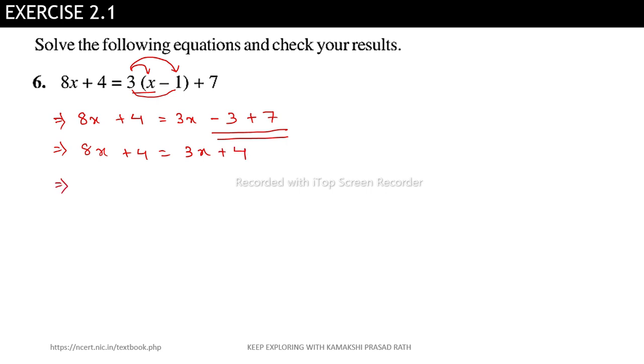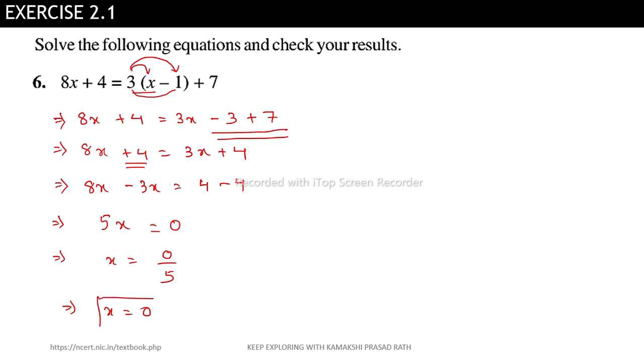Now let us shift the variables and the numbers. 3x is on the right hand side, so it becomes minus 3x on the left side. And here already we have 4, and 4 is added on the left side, so 4 will be subtracted from the right side. We have 8x minus 3x, that is 5x, and 4 minus 4 we get 0. So x equals 0 by 5, that means x is equal to 0.